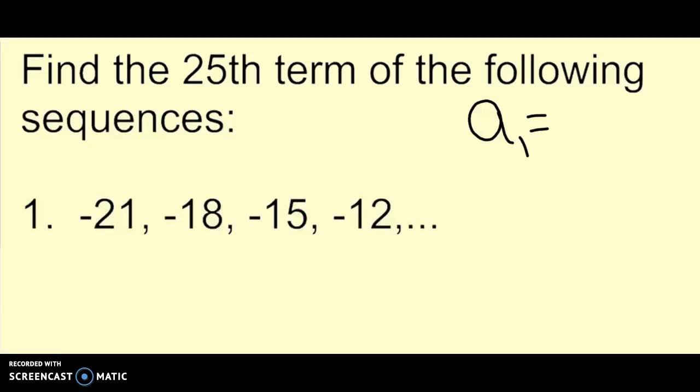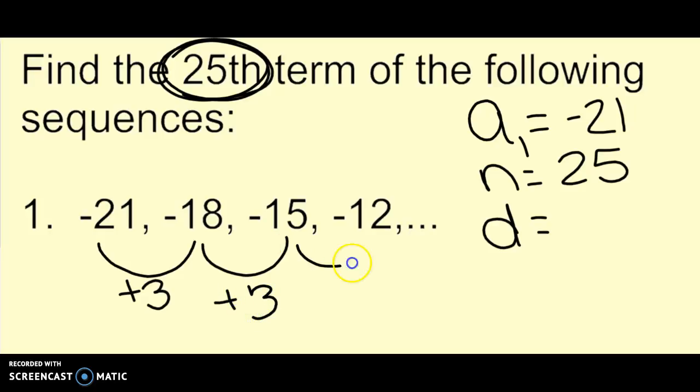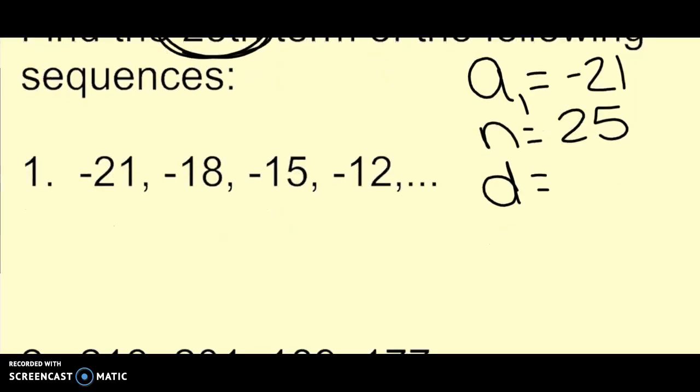What's our first term? Our first term is negative 21. n is the number of terms we're looking for, so n is 25. And then our difference. What is our common difference between the two? Let's figure it out. We've got negative 21 to negative 18, looks like we're adding 3. Negative 18 to negative 15, still adding 3. You have to make sure that it actually is an arithmetic sequence, and it is. So d is 3.